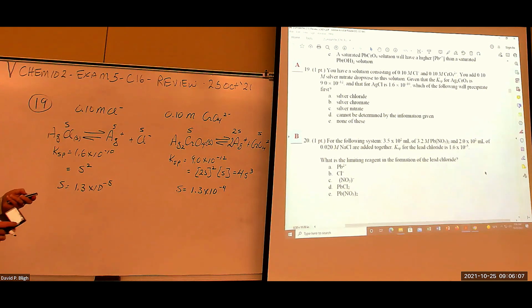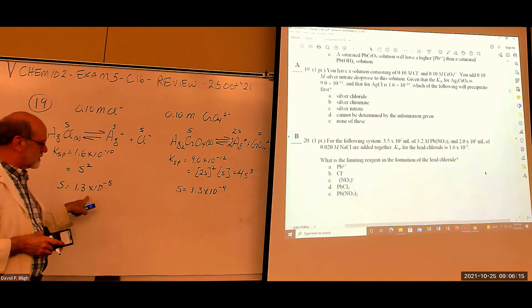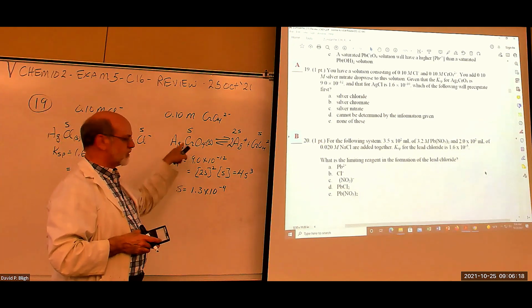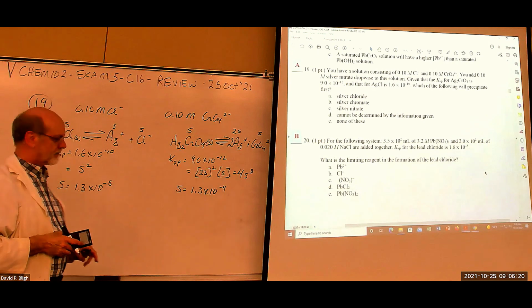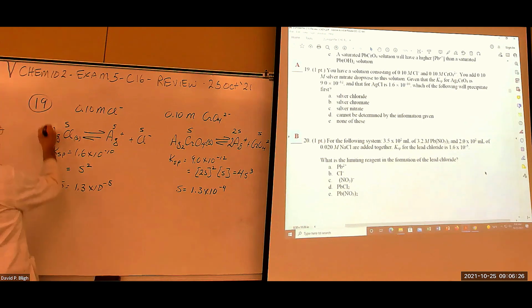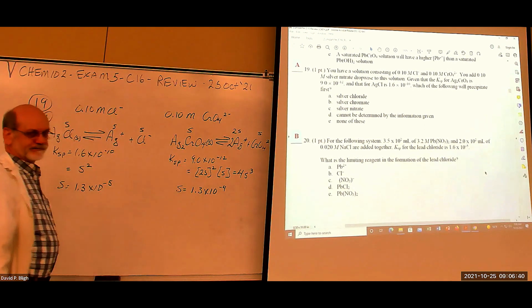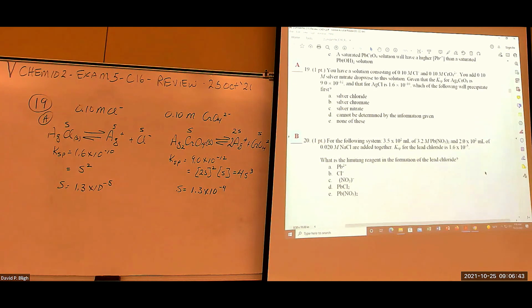So in order to determine which one precipitates first, we need to know what the solubility is. And the solubility of silver chloride is an order of magnitude less than the solubility of silver chromate. So that's why A is the answer. And we can't answer that question unless we determine the solubilities of each one. All right, that was 19.